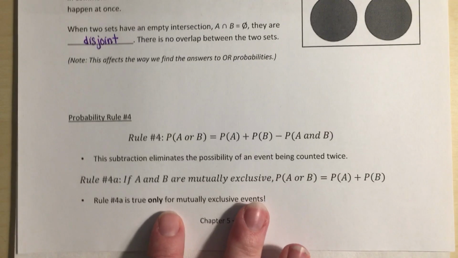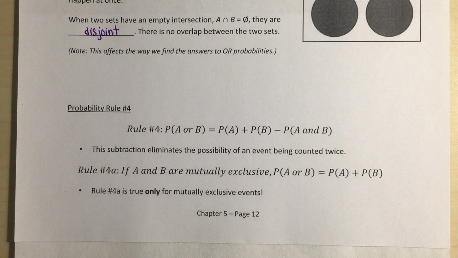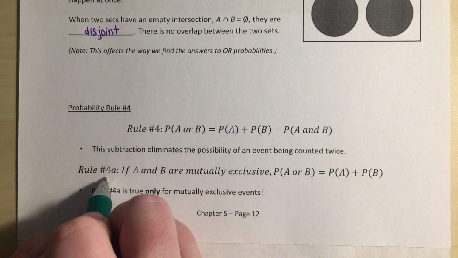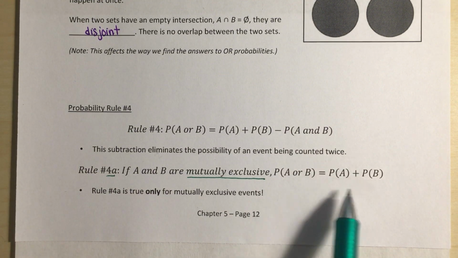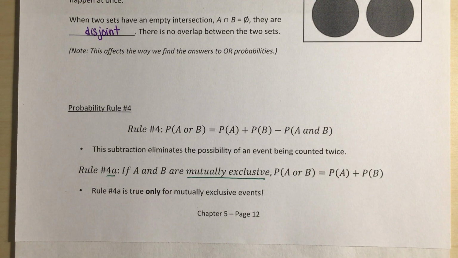So down here we have probability rule number 4. The probability of A or B equals the probability of A plus the probability of B minus the probability of A and B. This subtraction eliminates the possibility of an event being counted twice. Or, if A and B are mutually exclusive, this rule 4A applies, then our probability of A or B is simply the probability of A plus the probability of B. So being able to decide whether or not two events are mutually exclusive is going to be key to us in our different ways of finding our OR probabilities.